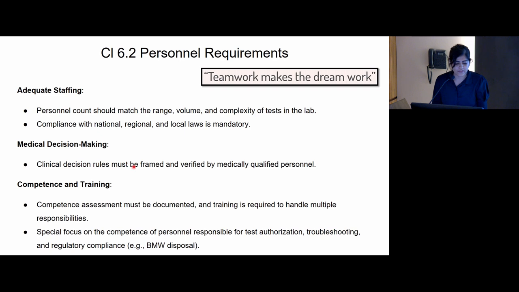The competence assessment should be documented, and training should be done properly to handle multiple responsibilities, as well as regulatory compliances like biomedical waste disposal. All the clinical decision rules must be framed and verified by medically qualified personnel.